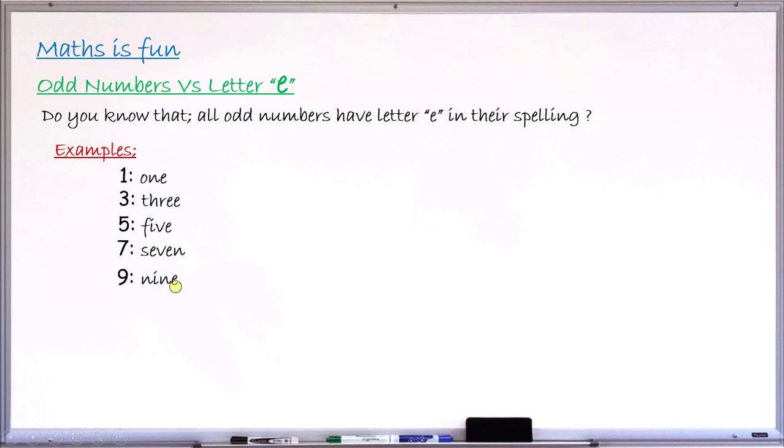So other odd numbers that are bigger than this must end with either 1, 3, 5, 7, or 9. So eventually they must also have letter E in the spelling. This is really amazing. I believe you never noticed this. We will see more of these amazing things in mathematics in our subsequent lessons.